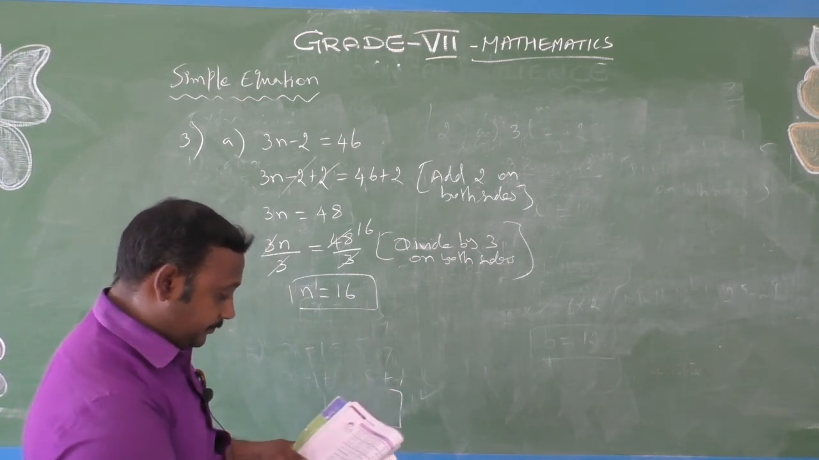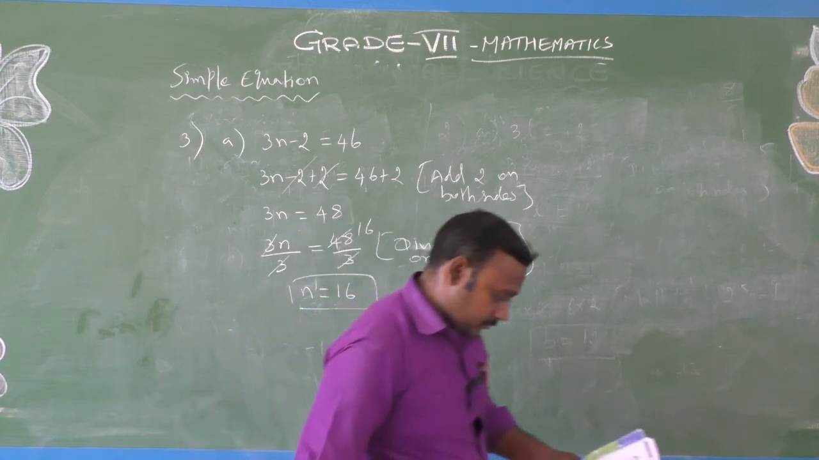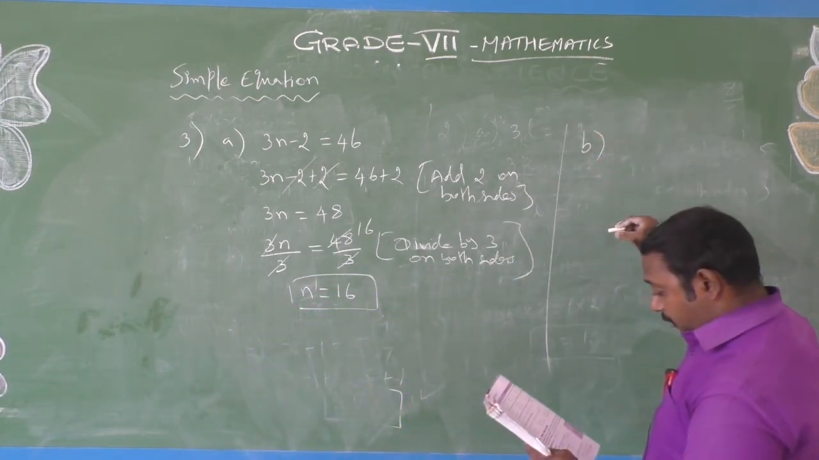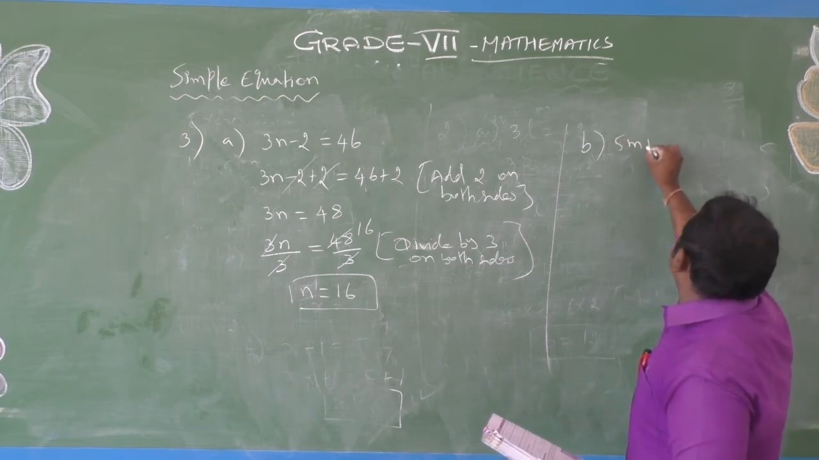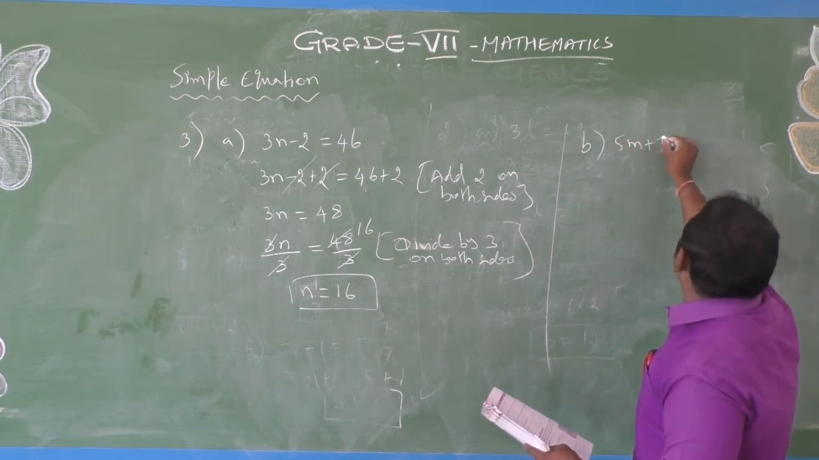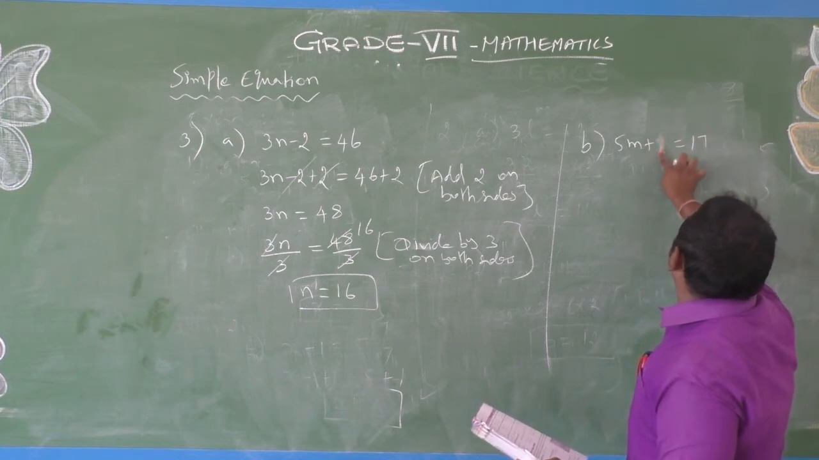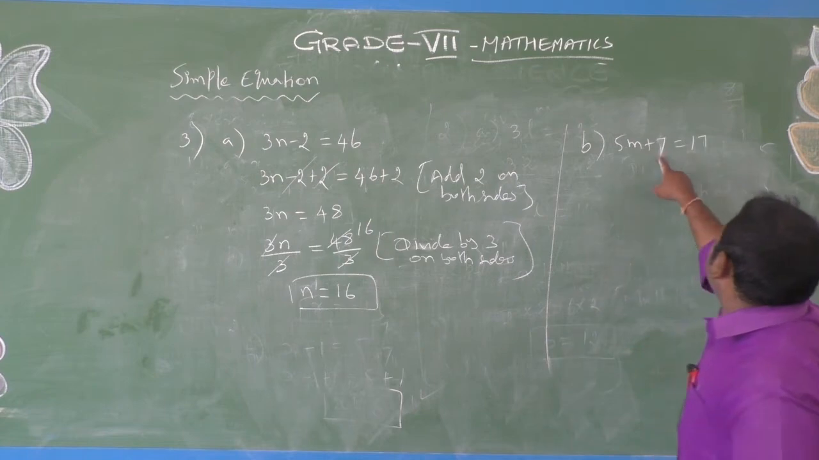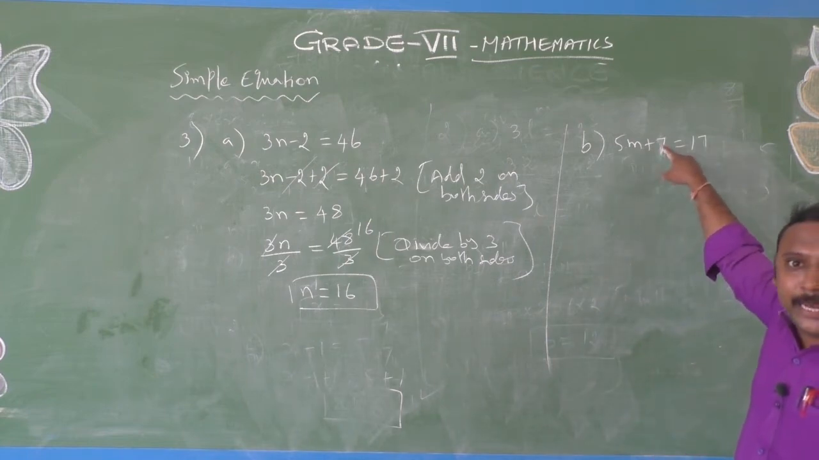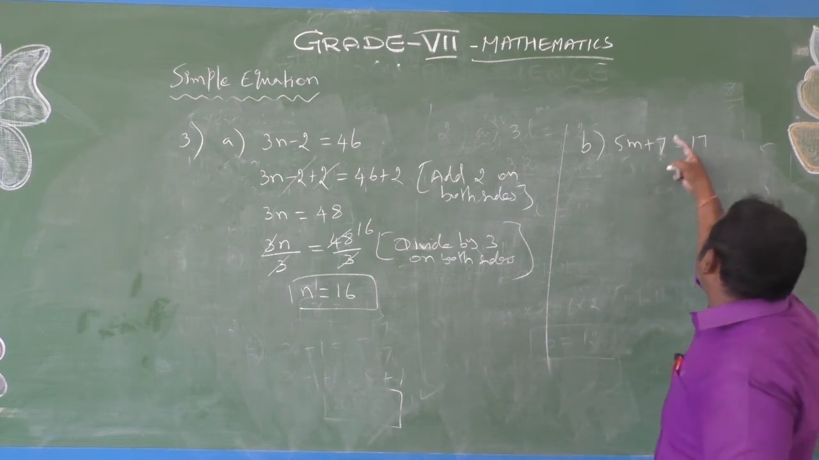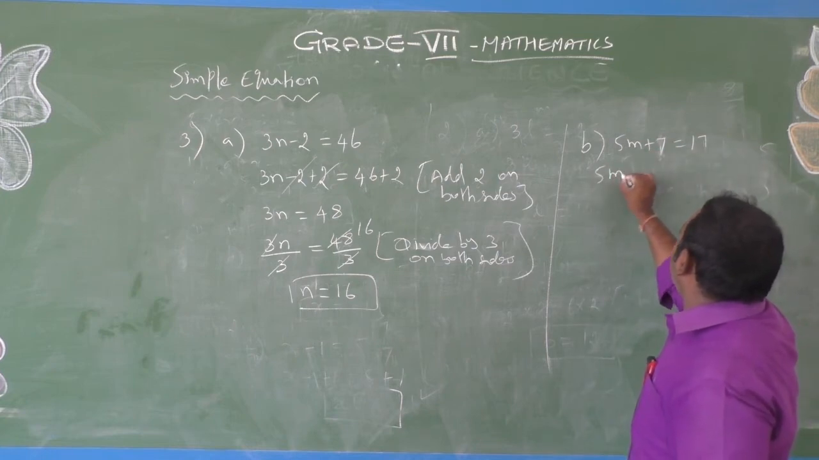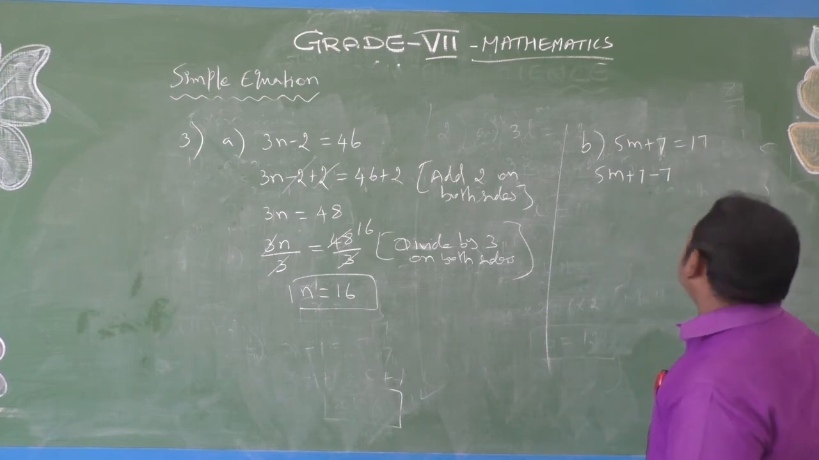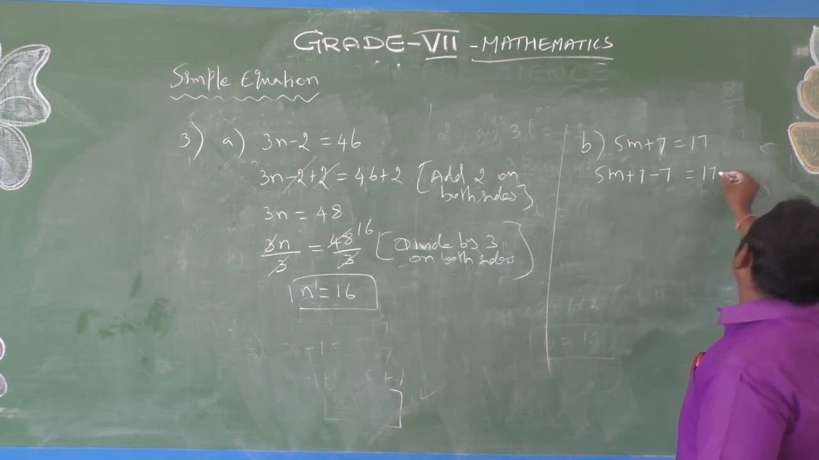Then the next sum. 5m plus 7 is equal to 17. Here we have plus 7, so we have to subtract 7 on both sides.